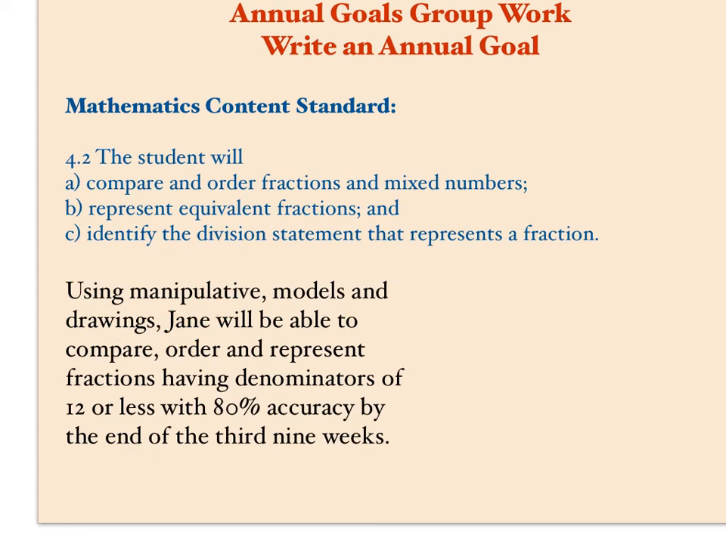Who, Jane, what is she going to be able to do? She'll be able to compare and order and represent fractions having denominators of what? 12 or less. And what's the mastery criteria? 80% accuracy by the end of the third 9 weeks. Now, the only thing I probably would have put in here is 3 out of 4 times, so that we're not looking at a one-shot deal. Okay, so that in a nutshell is an IEP.